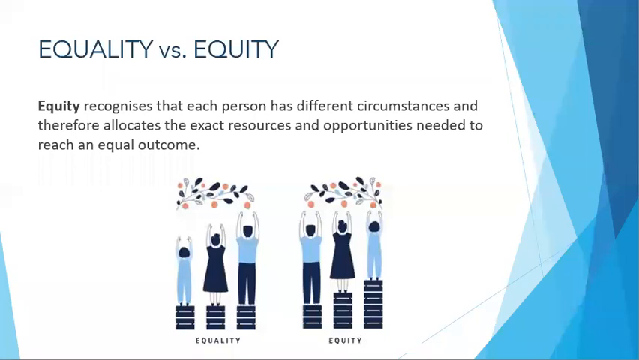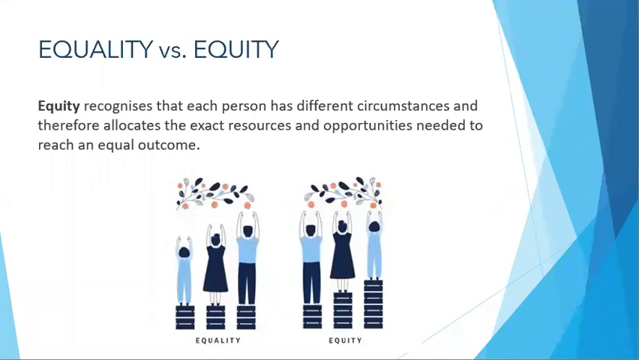In the example on the screen, we can see that there are three individuals and they're all different heights, but they're all trying to reach the same fruit from the tree. In the illustration on the left, you can see that the three individuals have all been given the same size of box to stand on in an attempt at equal resource allocation. However, this is not working so well because, as you can see, only the tall person is able to reach the fruit. Meanwhile, the shortest person is nowhere near.